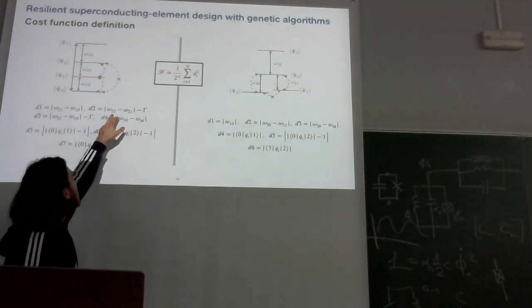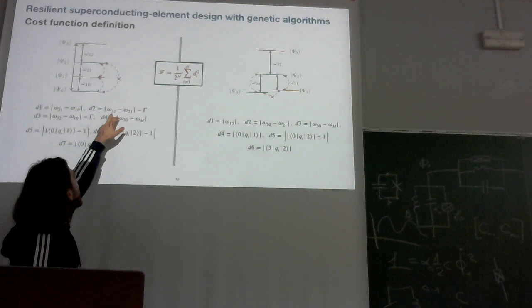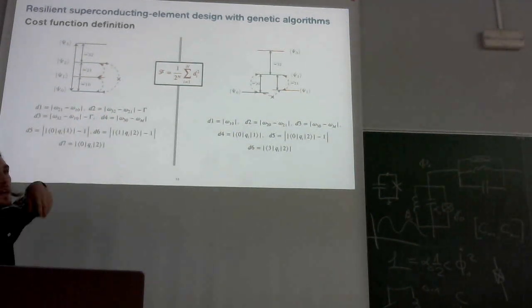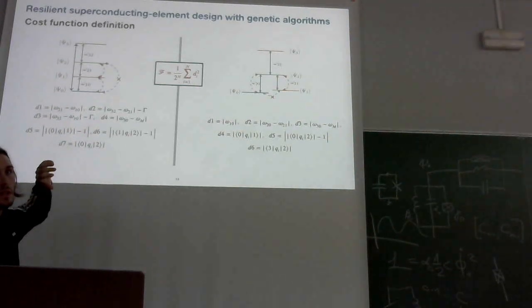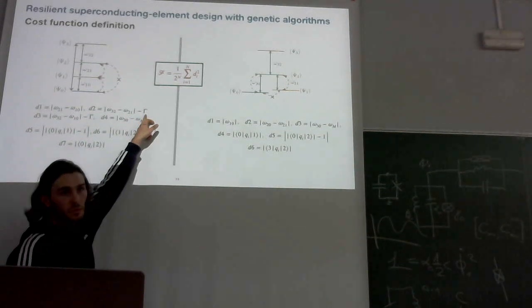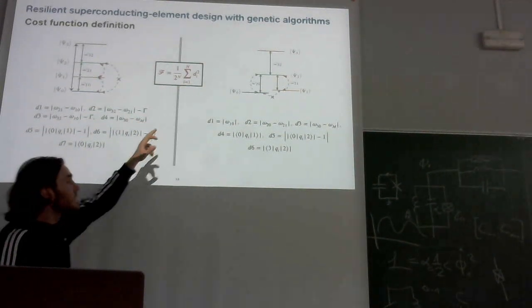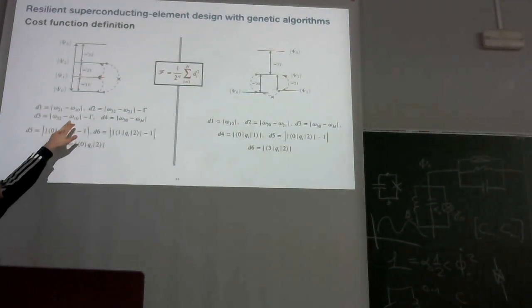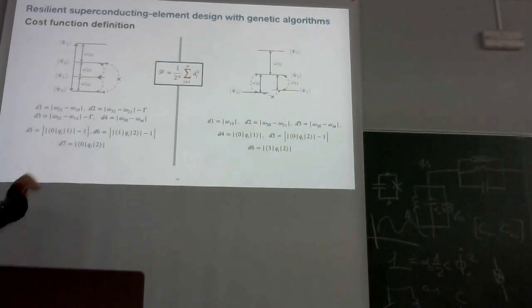Then we want the next transition to be anharmonic relative to the first three levels. We make it anharmonic by subtracting a parameter. This will dictate how anharmonic it is. We also want to make the next transition anharmonic relative to this first transition energy difference.